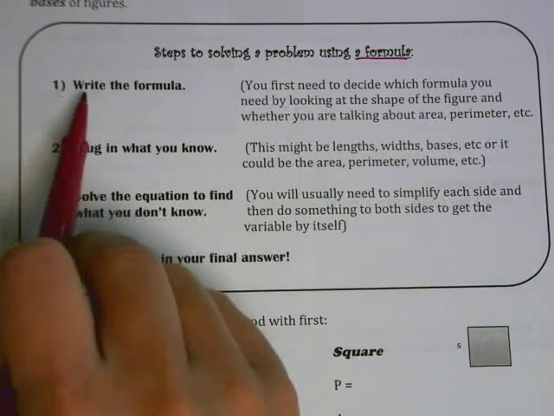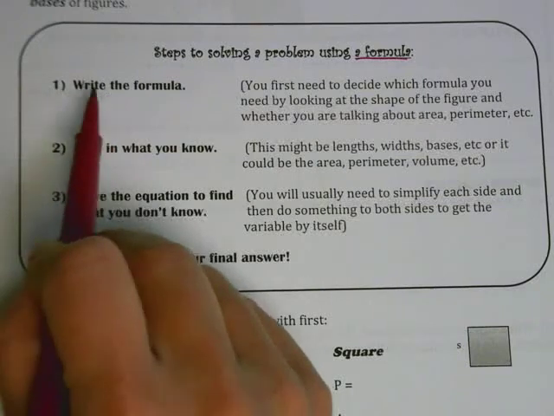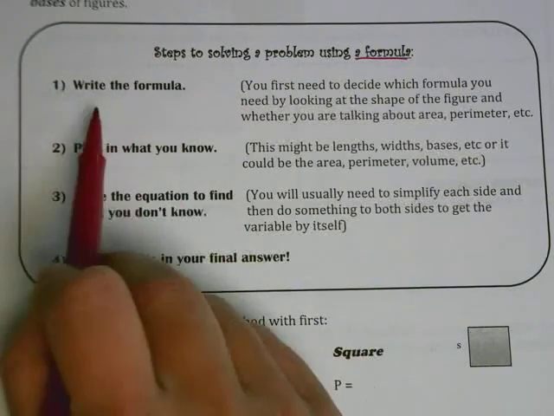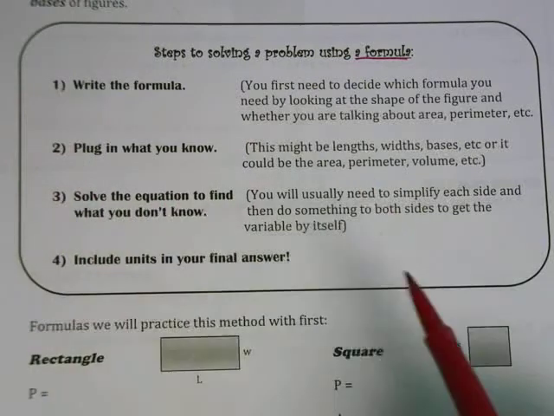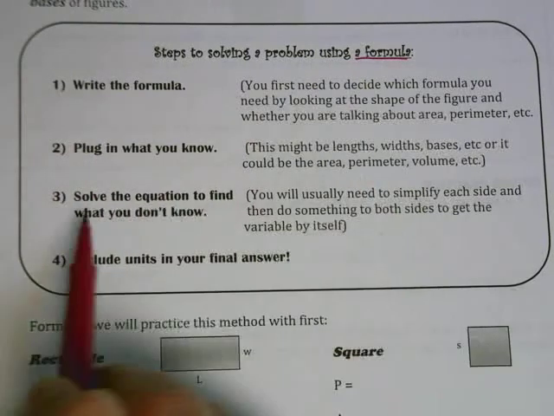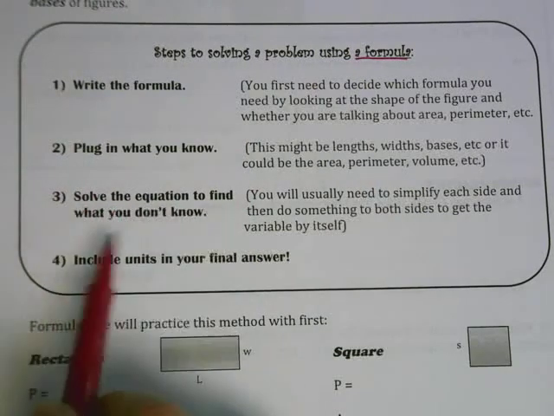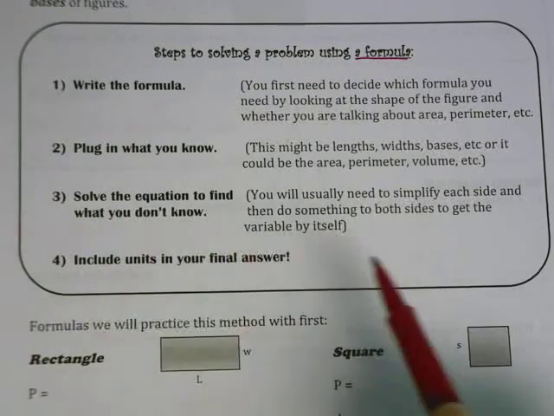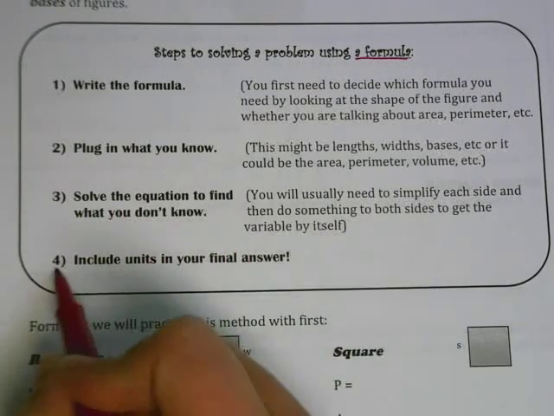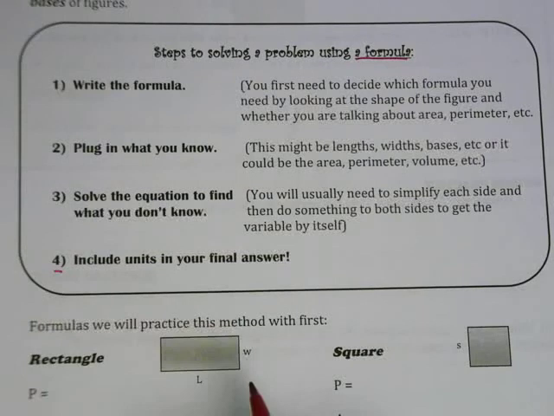The first one is we've got to find the formula that we need. We're going to write a formula down. Once we have a formula, we're going to plug in what we know. We're going to plug it in, and then we're going to see what's left. We're going to solve the equation to find out what we don't know. So there'll be a variable left, and we're going to get that variable by itself. And then the fourth thing is that usually with formulas, there's some sort of geometric measurement involved where we need to make sure that we're putting units in our final answer.